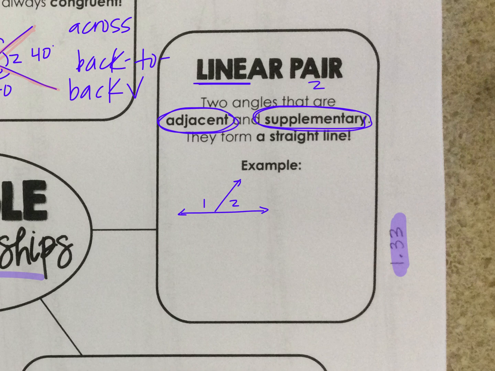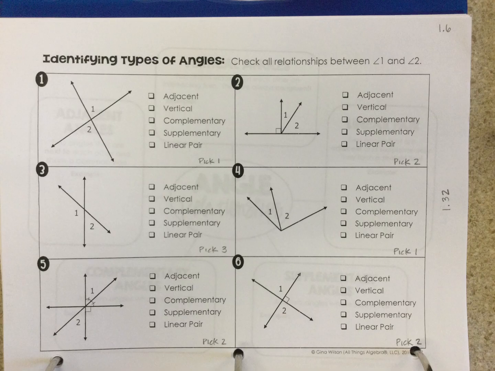Now, keep this paper open, and I want you to flip back a page to 132. All right, you have 6 different pictures to look at. I need you to decide if the angles in this picture are adjacent, vertical, complementary, supplementary, or a linear pair. And in the corner of each box, I wrote how many answers you're going to pick. So for this first one, it says pick one. So you're going to pick one of those. I'm going to go down here and give you an example with number 5. It says to pick 2.